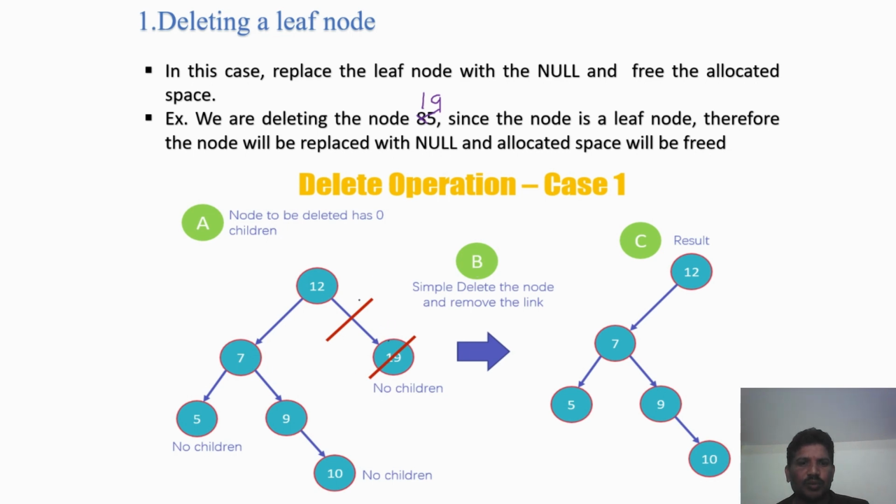Okay, that parent link part would be null. If it is null, then it will be disconnected from the node 19, and then it will be deleted from the memory. Once it has been deleted, the tree will be displayed like this. Here it would be null. This is the way you can delete the leaf node.